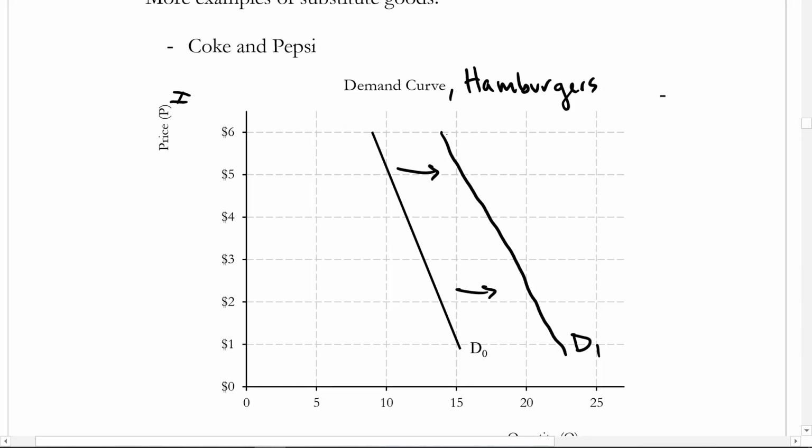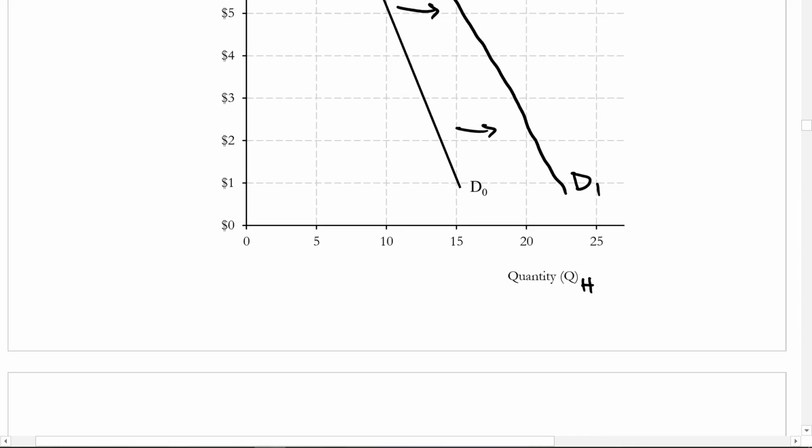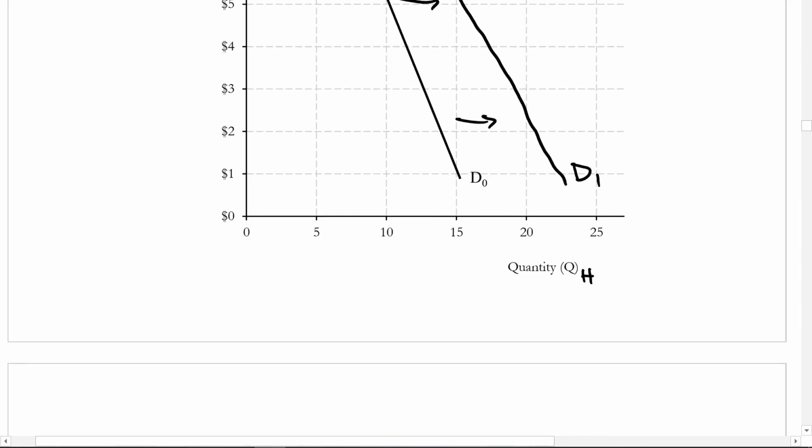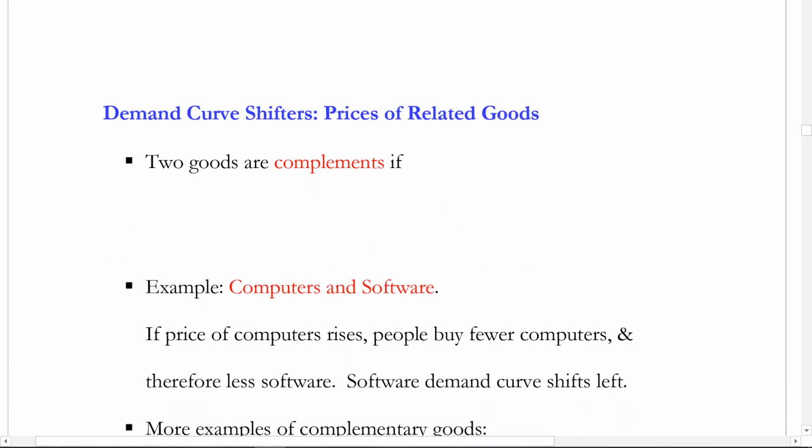Okay, a couple more examples of substitute goods: Coke and Pepsi, skis and snowboards, for example. Cars and public transportation would be another example. Things like this. Okay, substitutes.